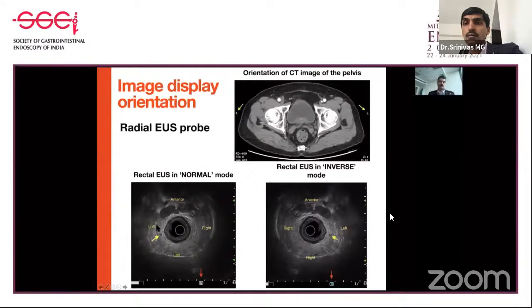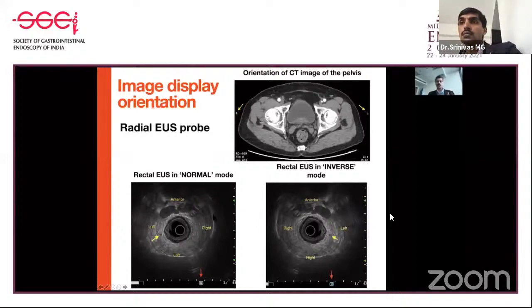So now the right is on the right side of the image and the left is on the left side of the image if we image in the normal mode. If we image in the inverse or the reverse orientation, the image flips and now the left is on the right side of the image, and the inverse mode in anorectal EUS perfectly corresponds to the CT scan imaging.